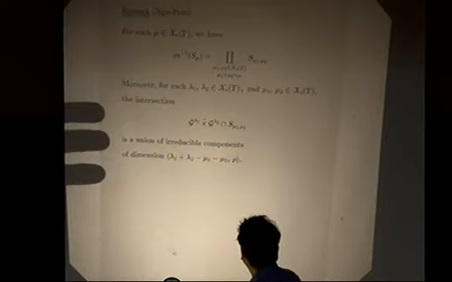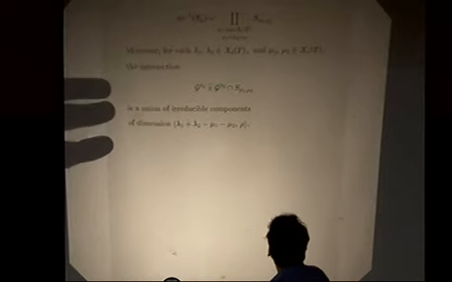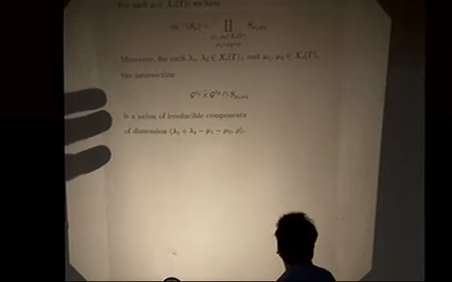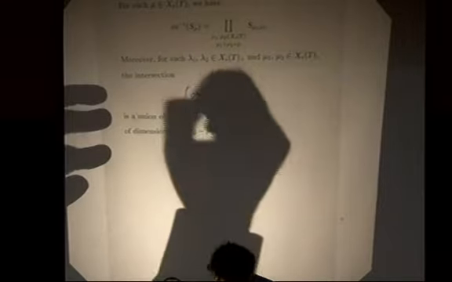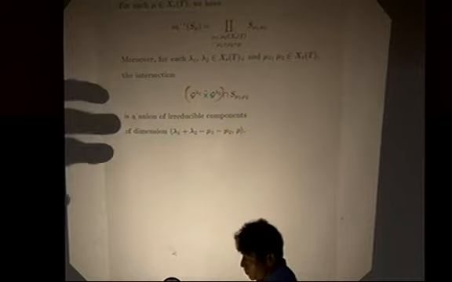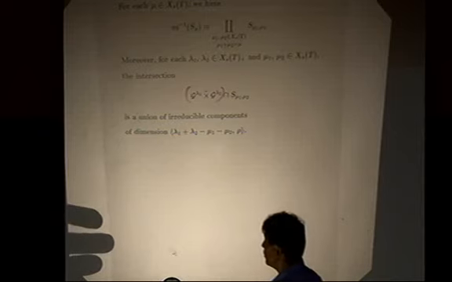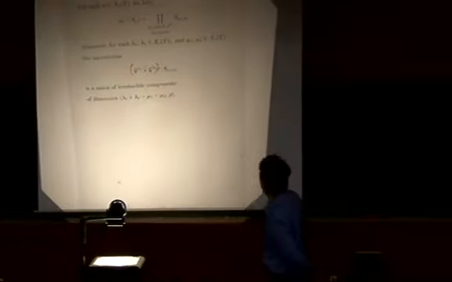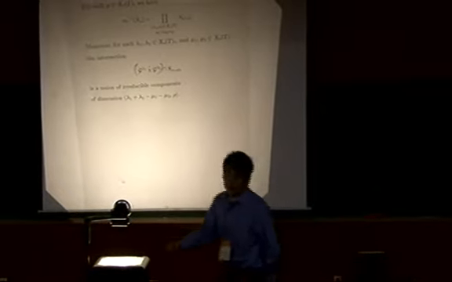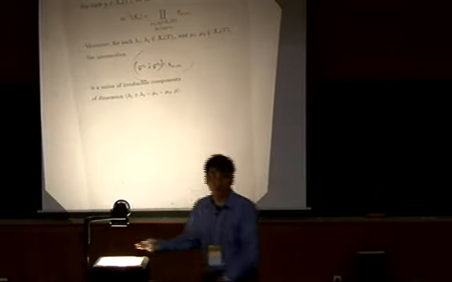Moreover, for each lambda 1, lambda 2 dominant coweights and mu1, mu2 coweights, this intersection is a union of irreducible components of dimension lambda 1 plus lambda 2 minus mu1 plus mu2 paired with rho, where rho is half the sum of all the positive roots. Just the double coset, or G lambda, is it closed or not? Oh, no, not closed. This variety is not closed.